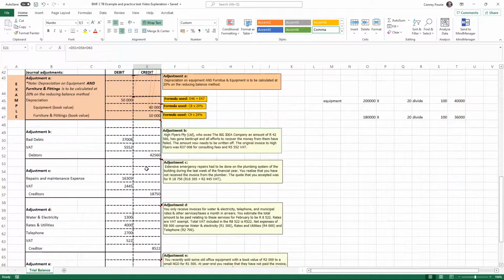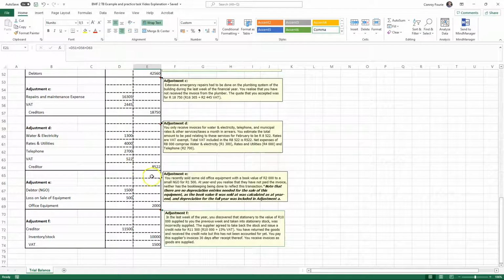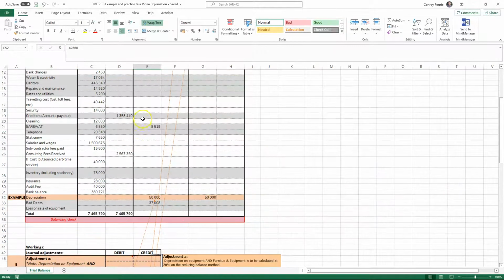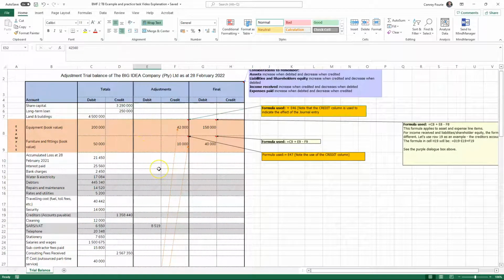And let's go down to our entries. VAT, first adjustment there, debtors. Are there any other debtor accounts? Creditor, there's a debtor on there, debit, debtors. Okay, so there's one debtor debit and one debtor credit. So let's go to debtors and sort that one out first.